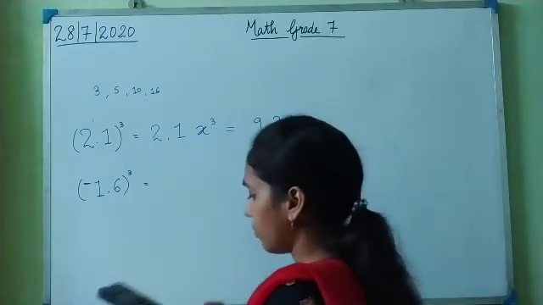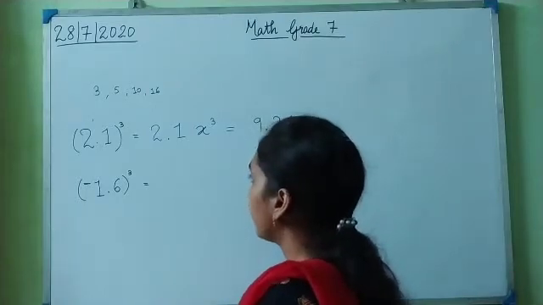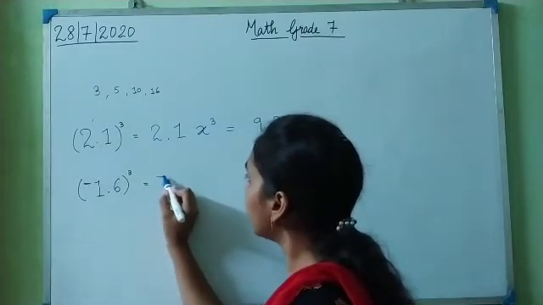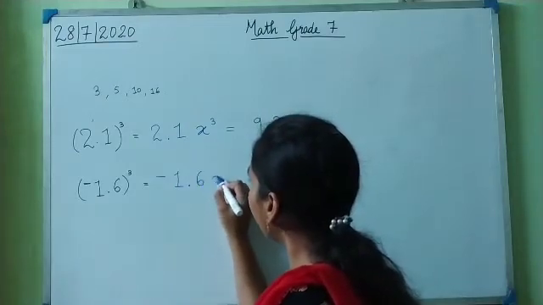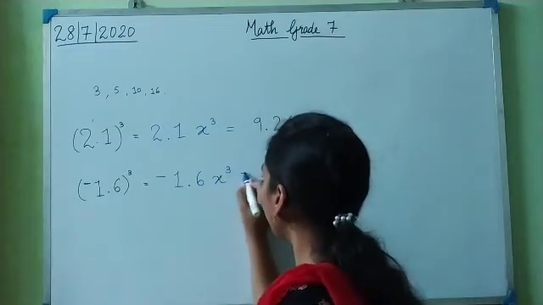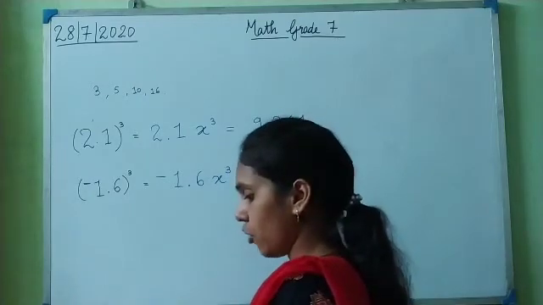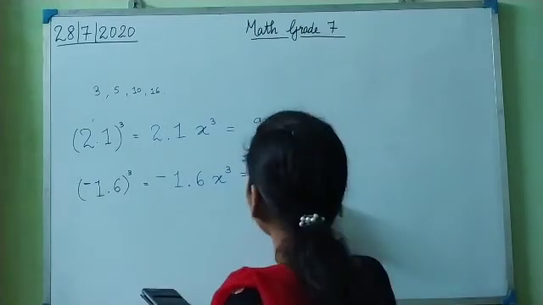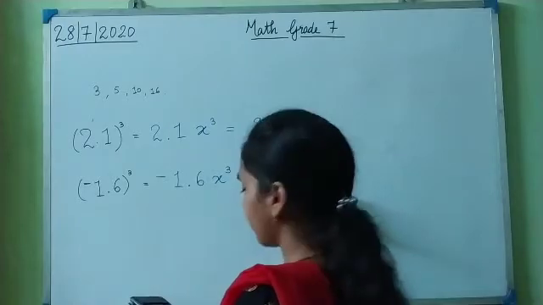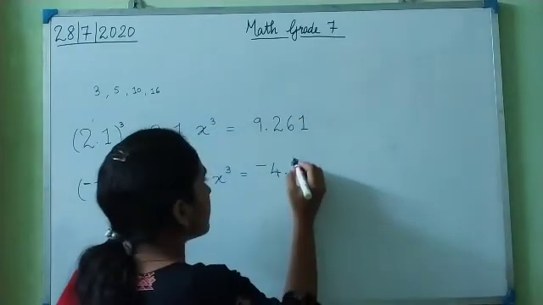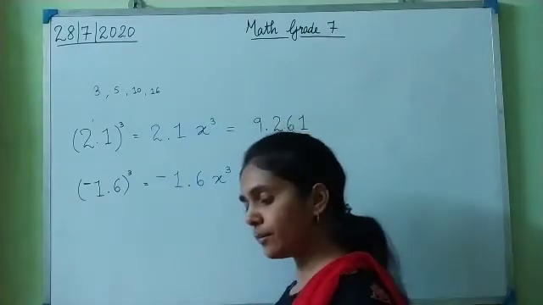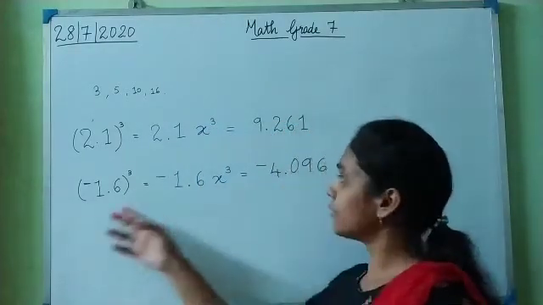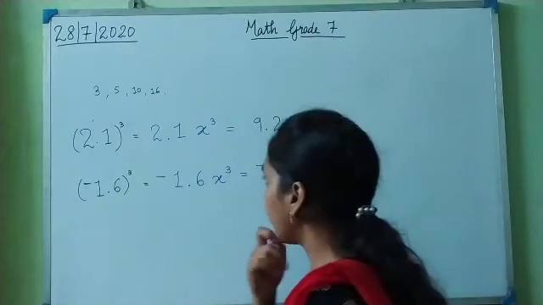Which keys did I press? I first pressed the negative sign, then 1, then point, then 6, and then the x cube button. So this answer I got is minus 4.096. In this way you can find the cube of a given negative number also. So these were about cubes.